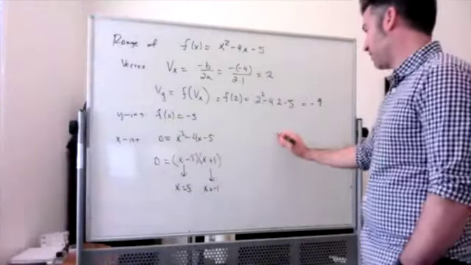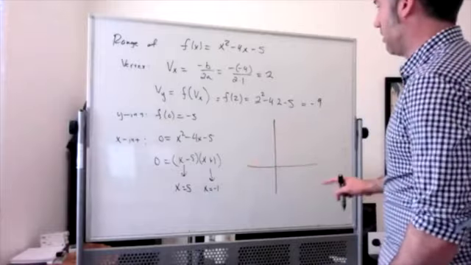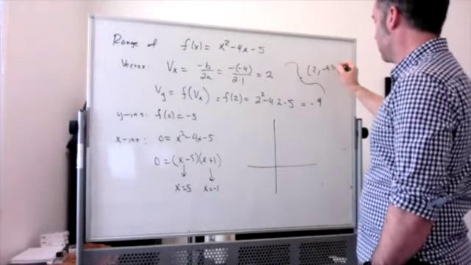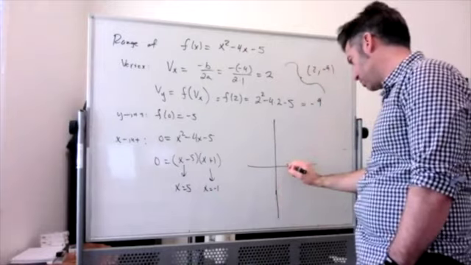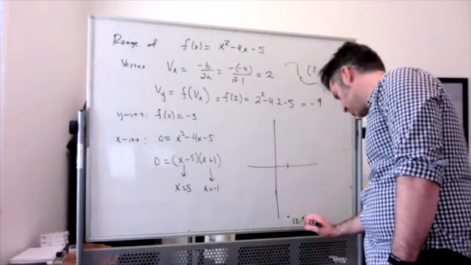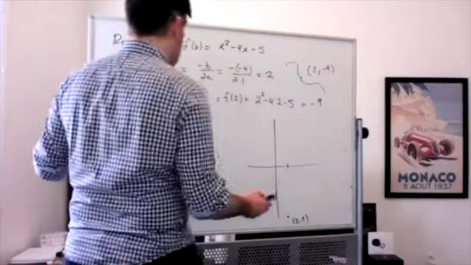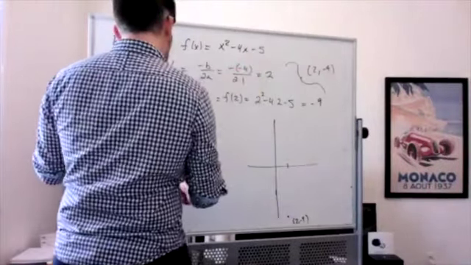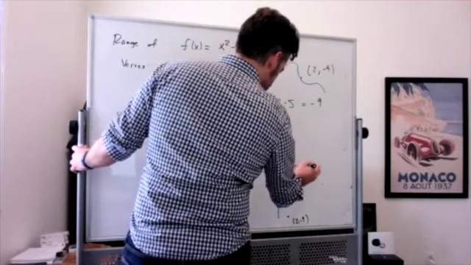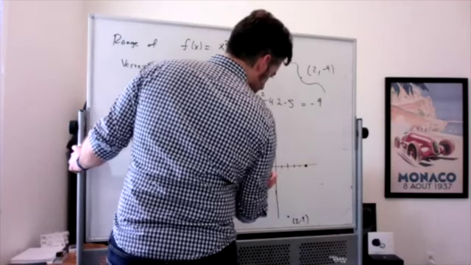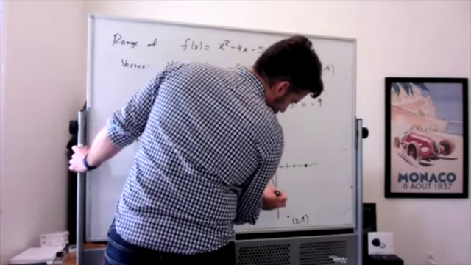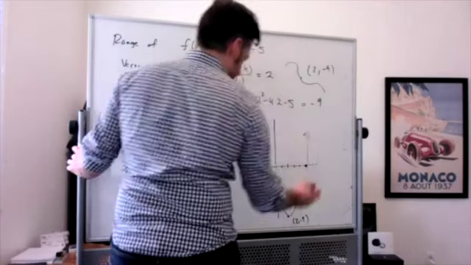So if I was graphing this, let's see. My vertex is at 2, negative 9, right? So 1, 2, and then negative 9, translate that right there. And my y-intercept is negative 5. My x-intercepts are positive 5 and negative 1. So it's going to look something like this. It's not going to look great. Oh, it's okay. I've drawn better.